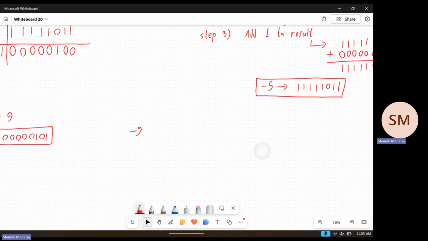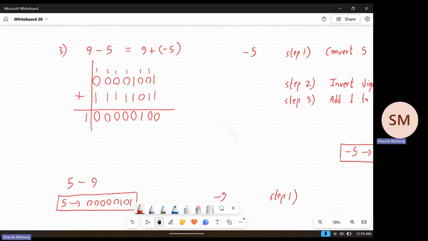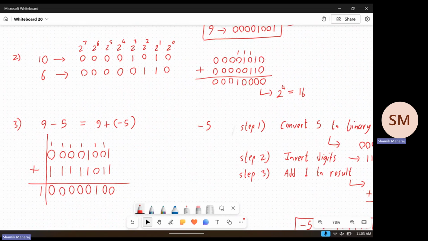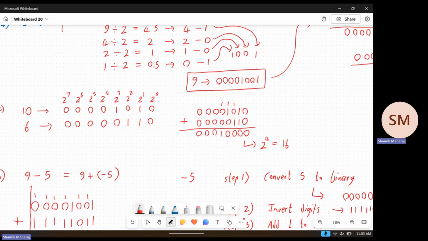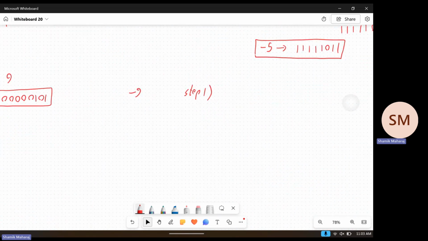Okay, so 9 in binary. Okay, I'll write it like this. Step 1 is to convert 9 to binary. All right, so that we have done somewhere. Where is it? Yeah, okay. All zeros, 1001. So that is 9. So that's 9 in binary.